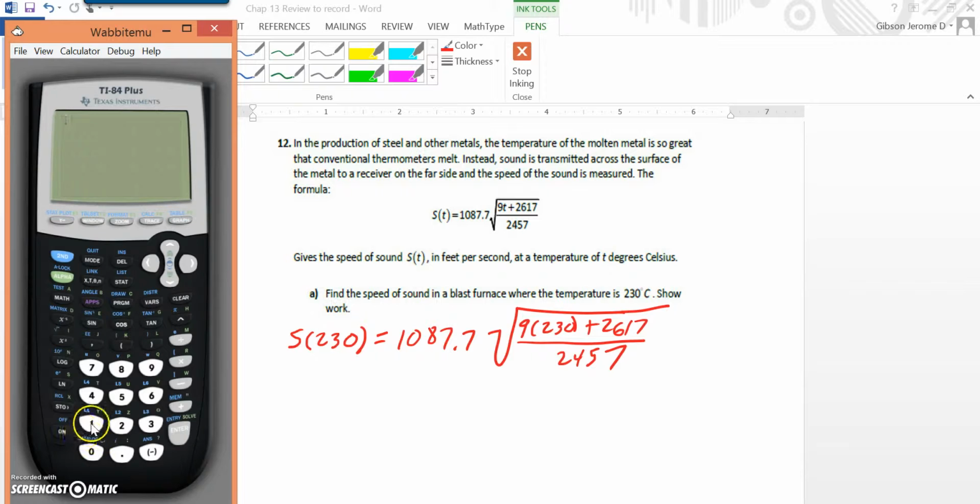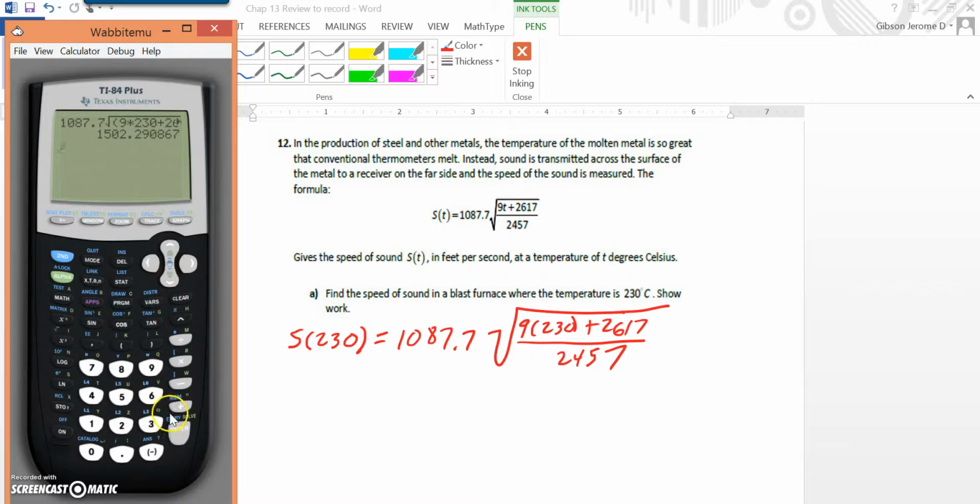So now we would take 1,087.7, and then we would take the square root of, now we would do a parenthesis because this is going to be a division problem. 9 times 230 plus 2,617. Then we could close our parenthesis and then divide it by 2,457. And if you notice, everything is under the radical.